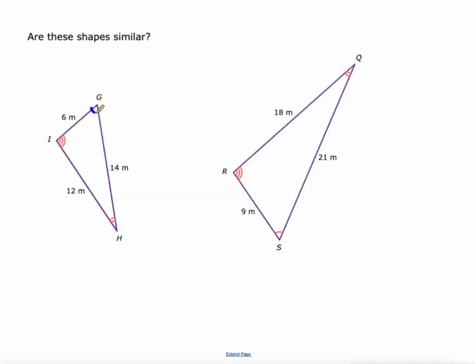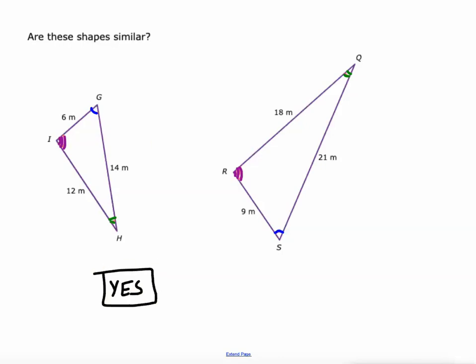But I can see that angle G corresponds to angle S, because they're indicated to be congruent. Okay, I can also see that angle H corresponds to angle Q, and I can see that angle I corresponds to angle R. So we have three pairs of corresponding angles, which does not prove congruence, we know that, but it does prove similarity. So we're going to say yes, these are congruent.